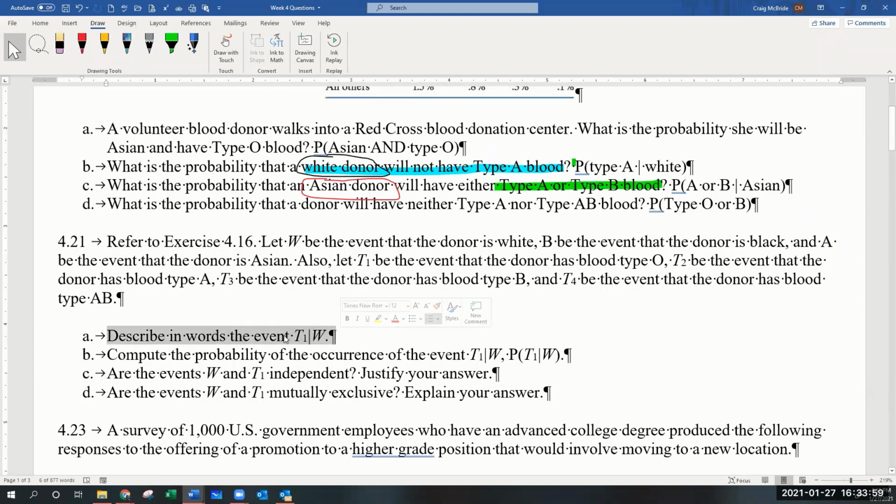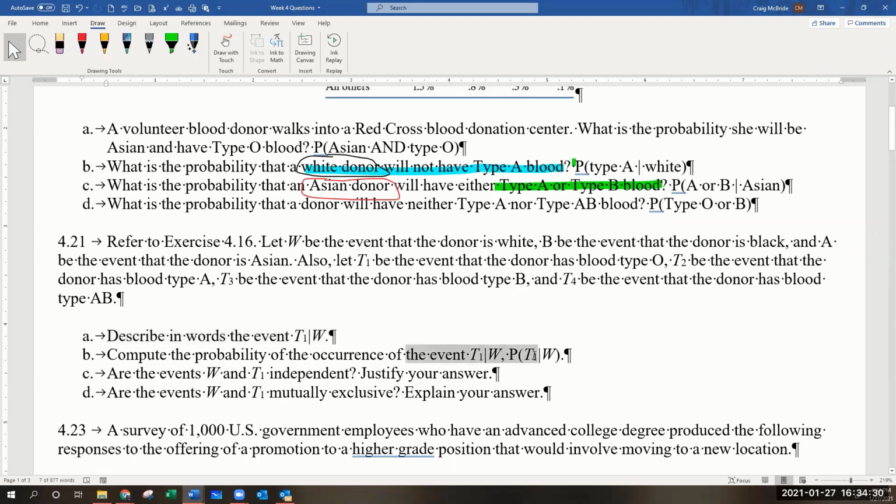In 4.21a, we're just trying to describe this in English. These symbols mean T1 given W. So now all we have to do is figure out what T1 and W mean. Well, T1 has blood type O, and W means the donor is white. So this just means what's the probability that a random donor will have blood type O given that they're white.